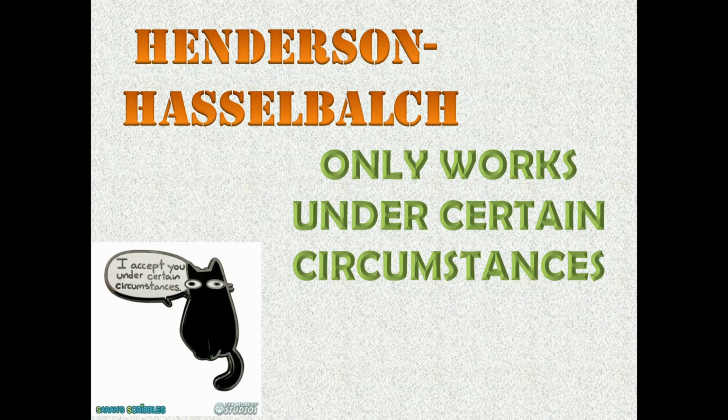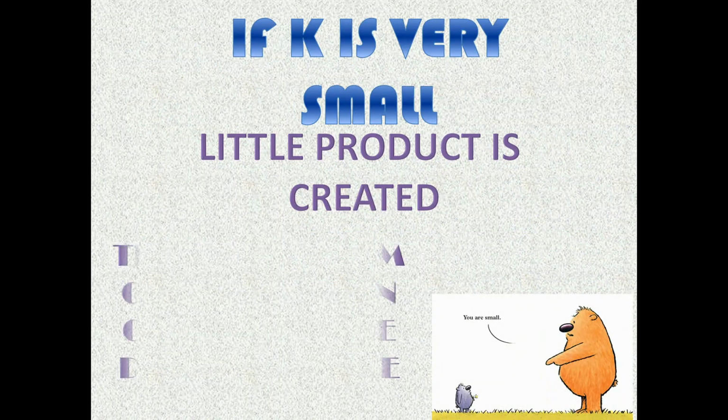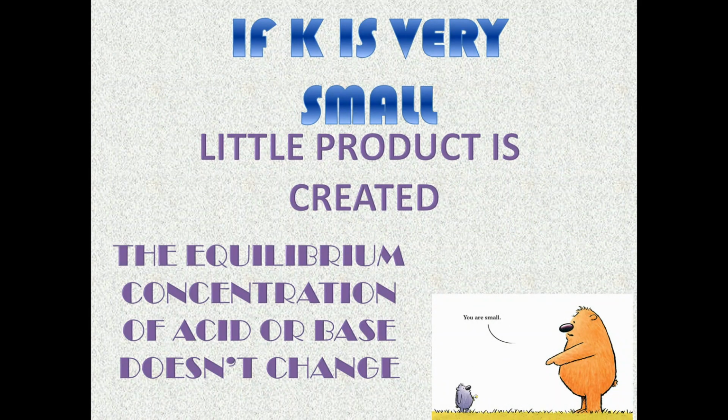Now, it does only work under certain circumstances. It has to be a common ion effect. It has to have both HA and A minus, or B and BH plus, and the Ka cannot be too large. If the Ka and the concentrations are too close together, and we couldn't drop that X when we did our calculations, it's not going to work. So it only works when K is very small, so that we can use the initial concentration of the acid or base as my denominator.